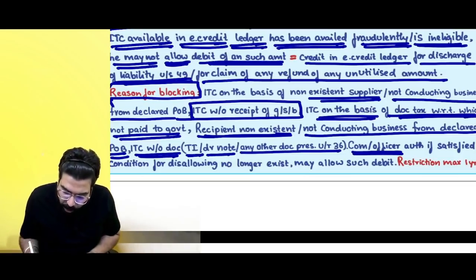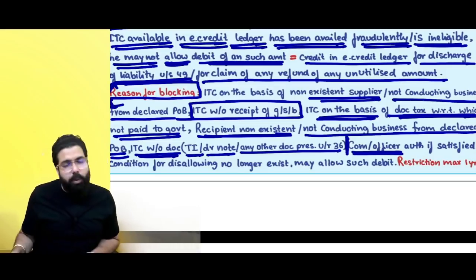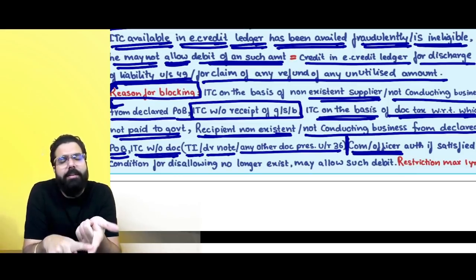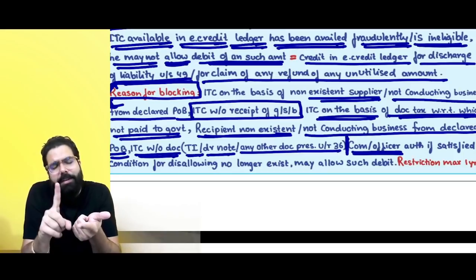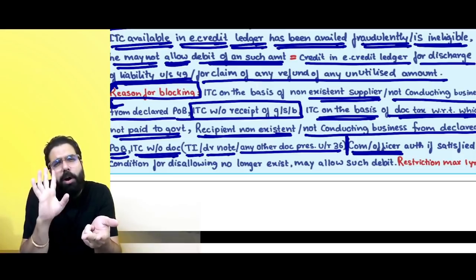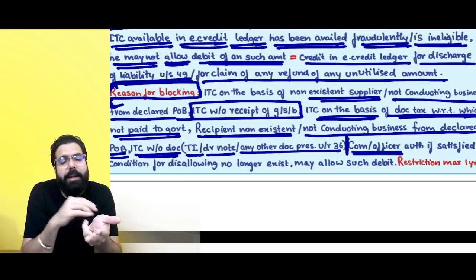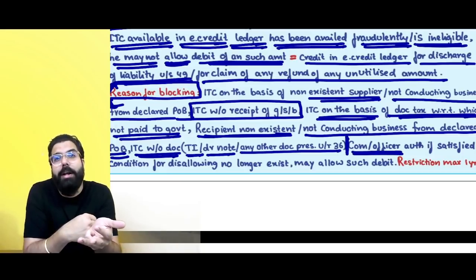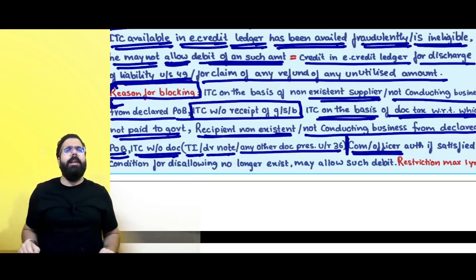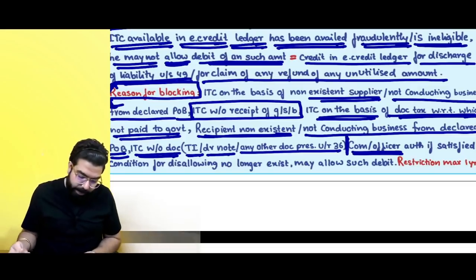Then the commissioner or officer authorized. Okay, these are the reasons why he will block your credit. Why will he block? Number one, supplier non-existent or not doing business from the declared place of business. Recipient non-existent or not doing business from the declared place of business. ITC without receipt of goods, services, or both. You are taking credit on the basis of a bogus invoice. You have not received the goods and you are taking the credit. They will tell you, Ramesh, you don't have the document. How come you are taking the credit? They will block the credit. Done, sir. Point is clear.